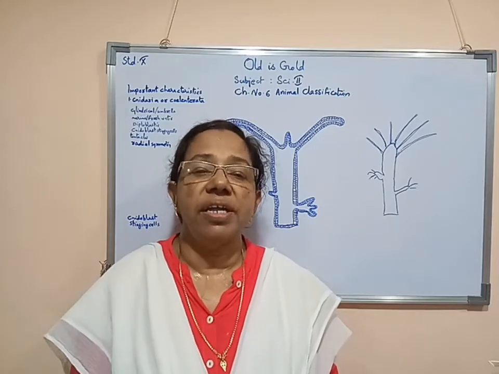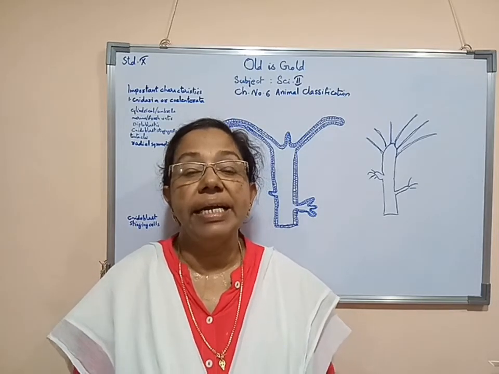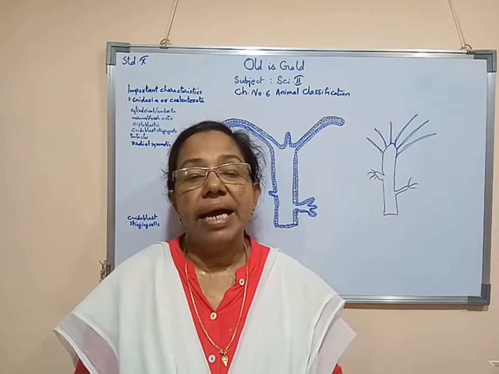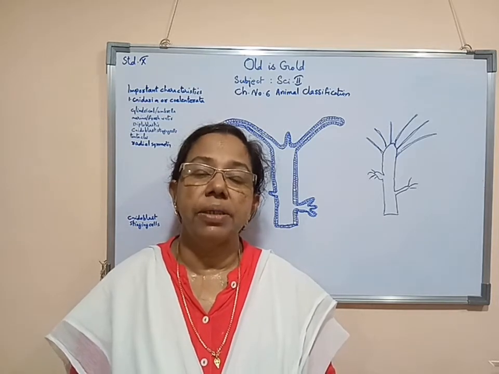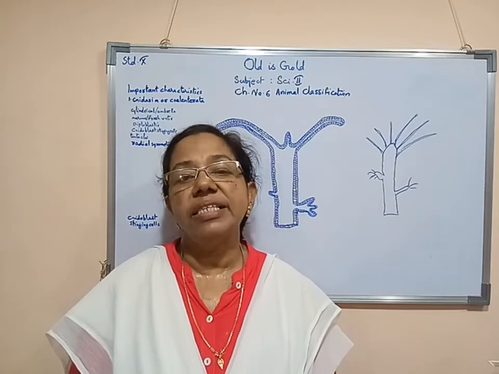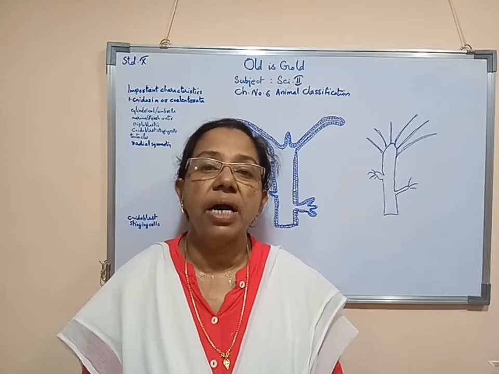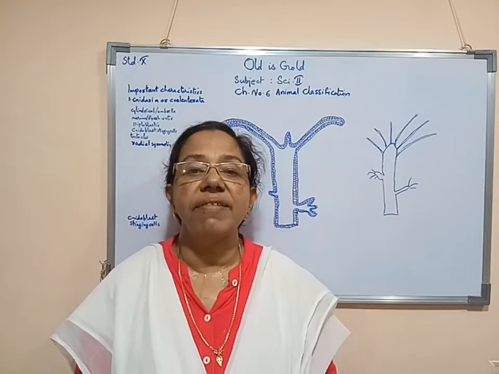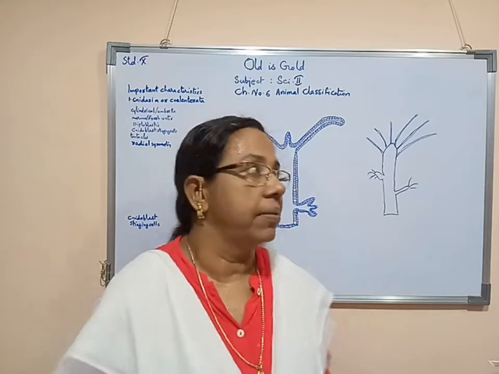What are the important characteristics of cnidaria or coelenterata? They are either cylindrical shaped or umbrella shaped. Cylindrical shaped cnidaria are known as polyp. Umbrella shaped coelenterata are known as medusa.